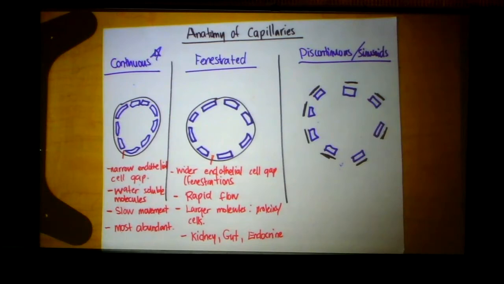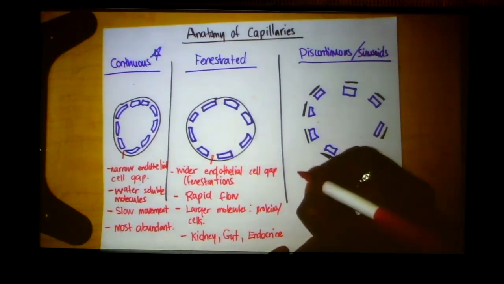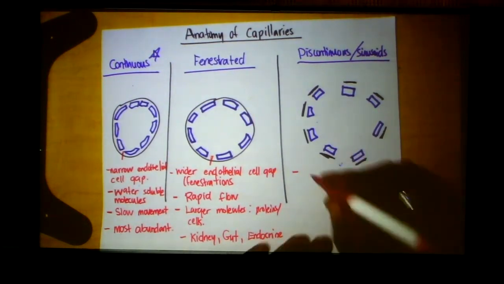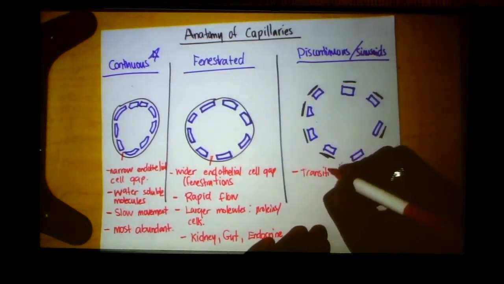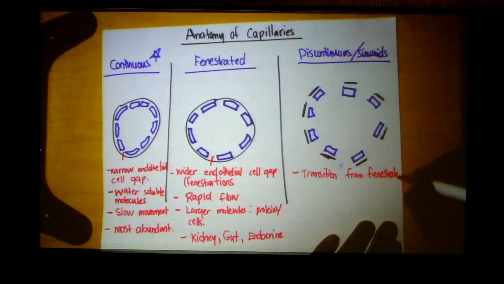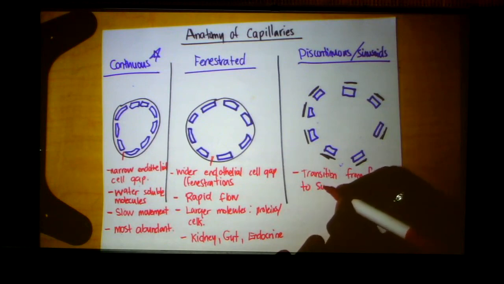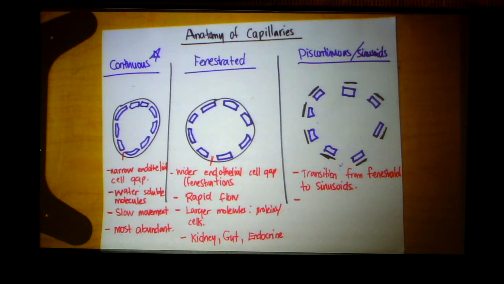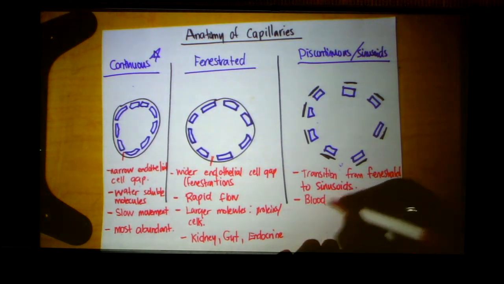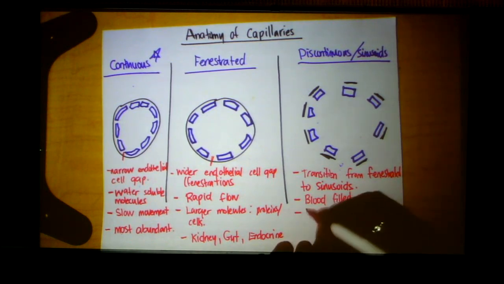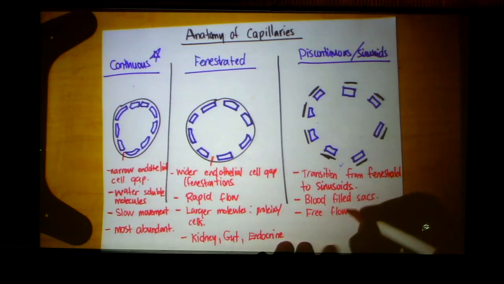Okay. And then finally, discontinuous capillaries. This is a transition basically from fenestrated to sinusoids. And sinusoids are basically blood-filled sacs in the body. Here we have the free flow of materials.